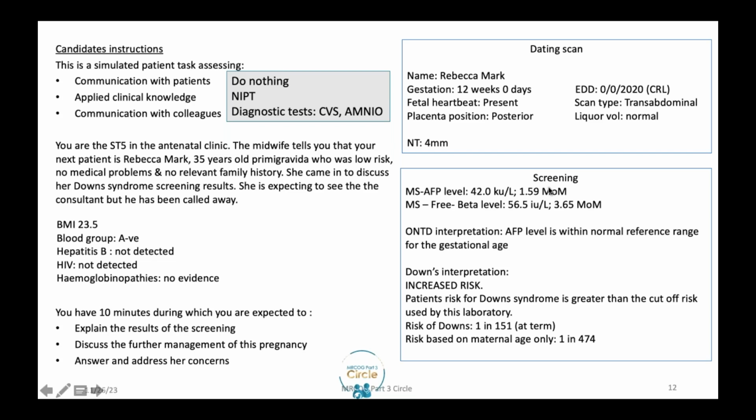Okay, so I think I've made your life easy. Who wants to give it a try? You don't need to take history. Do a proper introduction, elicit from me what I know so far, explain the results of increased risk, what it means, break it down in numbers, 1 in 151, see if I understand, have any questions, then take me through options 1, 2, and 3.